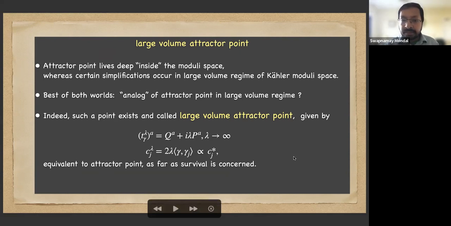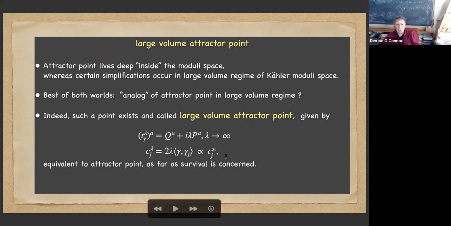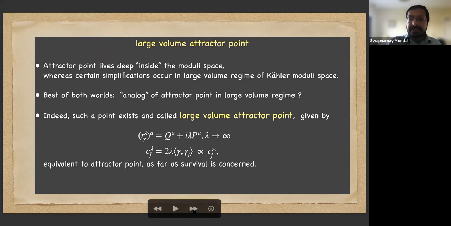Is the point clear? I think so, yes. Okay. So we'll work in this large volume attractor point, where we have the best of both worlds.